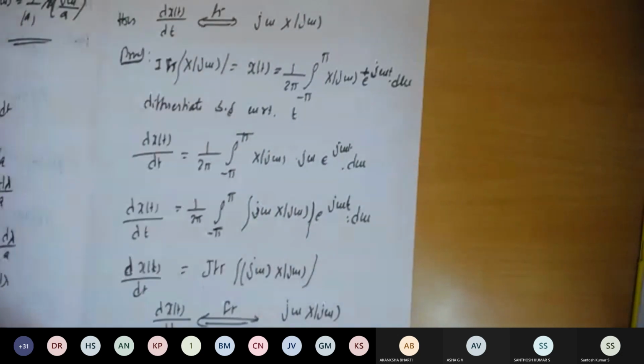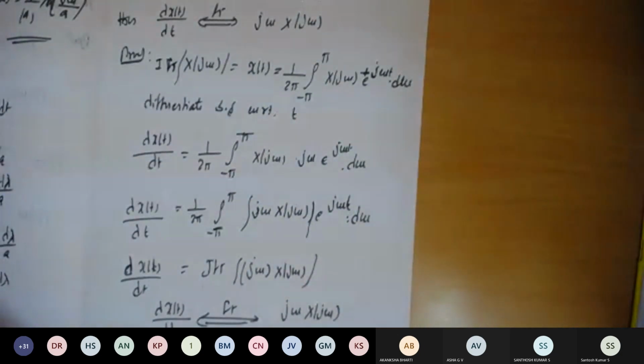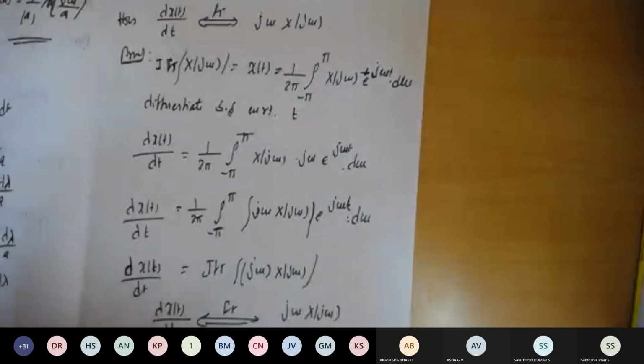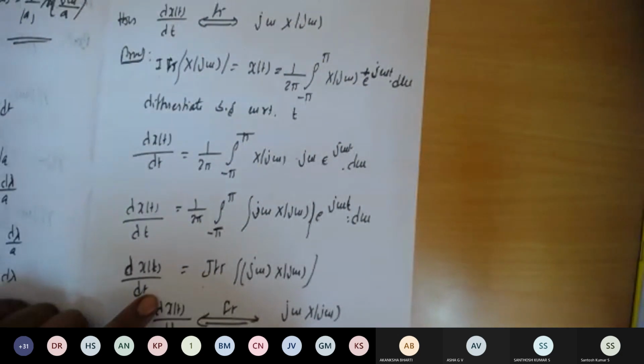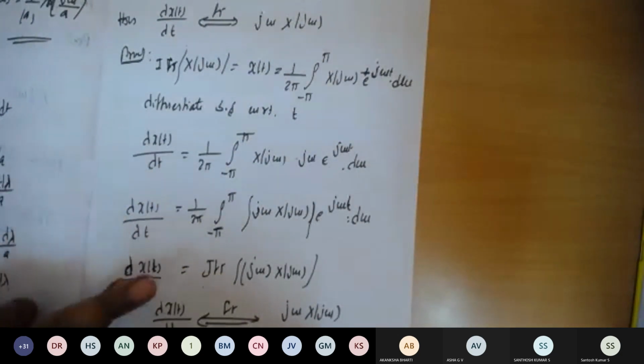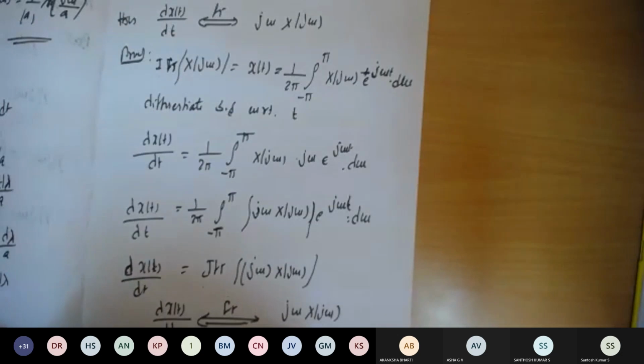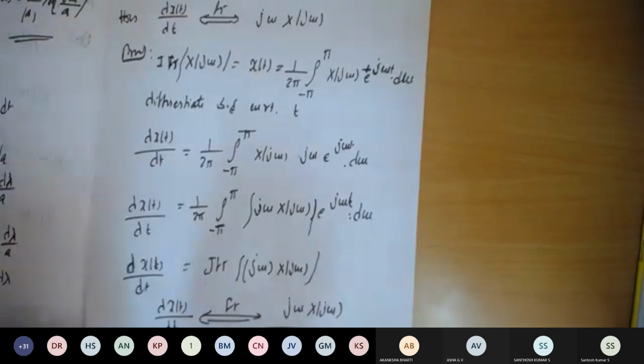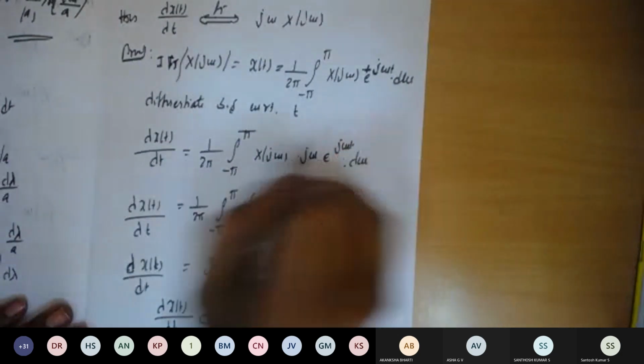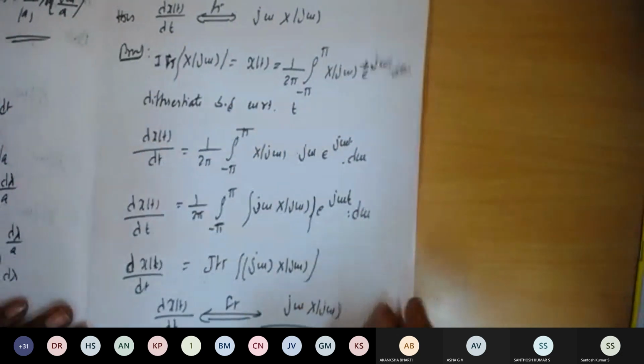This is the property called the time differentiation property. Differentiation in the time domain is equivalent to multiplying the frequency domain content with j omega. Now we'll do the reverse of this. What we did here is differentiate the time domain content. Now we'll do the frequency domain differentiation, and let us see what we'll get in the time domain.